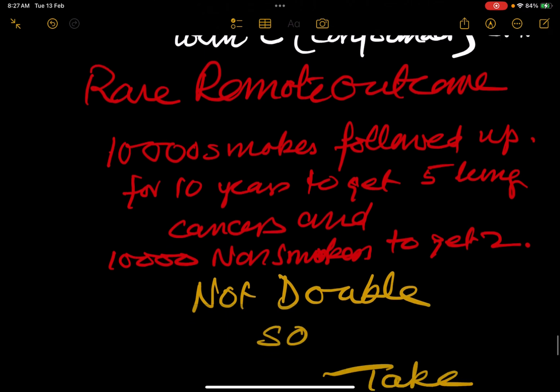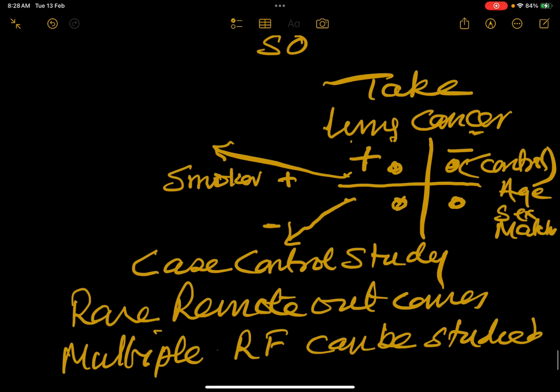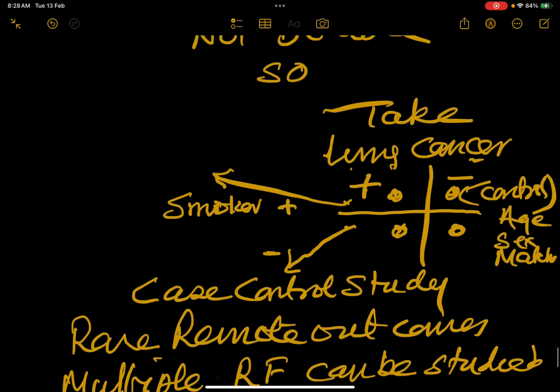Then in rare and remote outcomes, instead of taking 10,000 smokers and 10,000 non-smokers and following them up for 10 years to find out whether they had lung cancer or not, you simply take lung cancer positive cases and age and sex matched controls with no lung cancer, and you compare the proportion smoking between the cancers and no cancers. And these are called case control studies, and basically you get odds ratio association in these studies, and multiple risk factors can be studied in these case control studies.